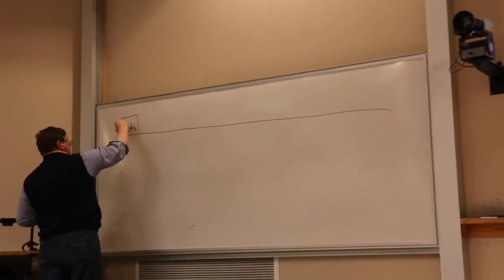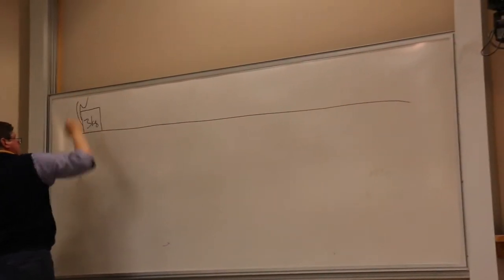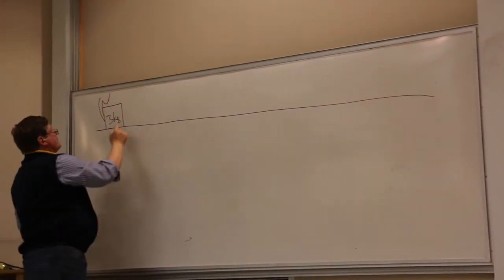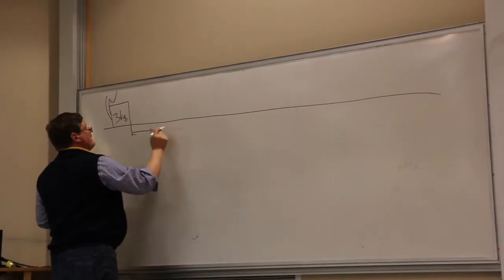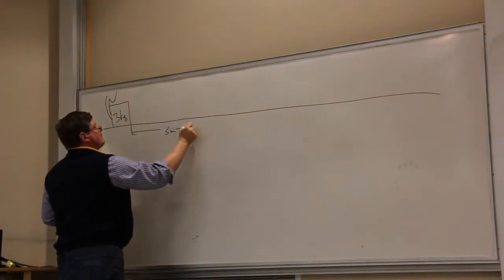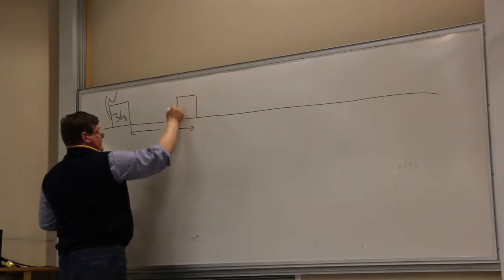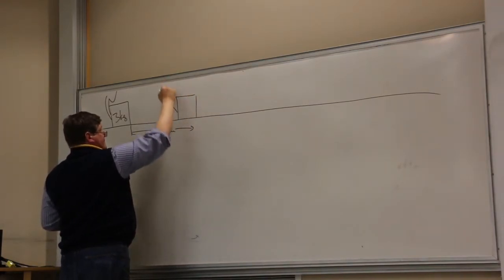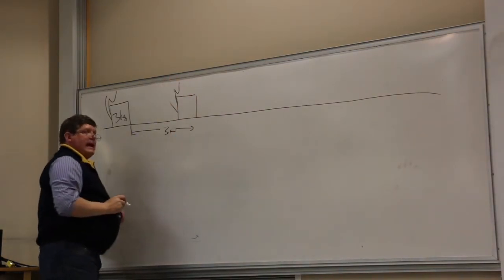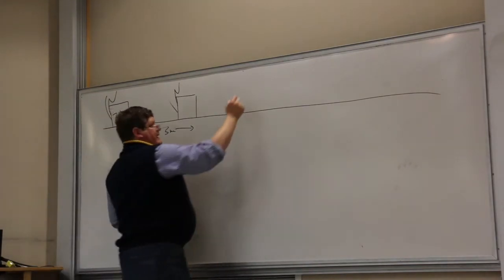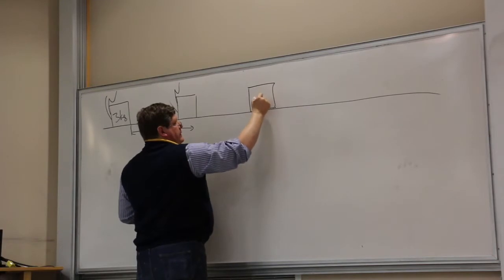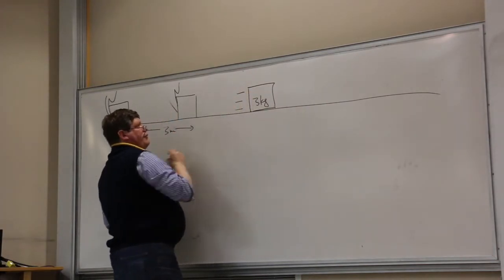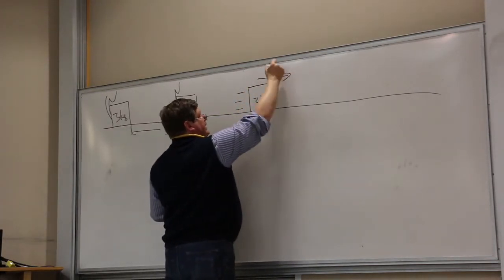Take a block that has 3 kilograms and we push it from rest. We push on it with a constant force, a distance of 3 meters. And then we stop pushing. And we find that that block, as a result, is moving at 20 meters per second.